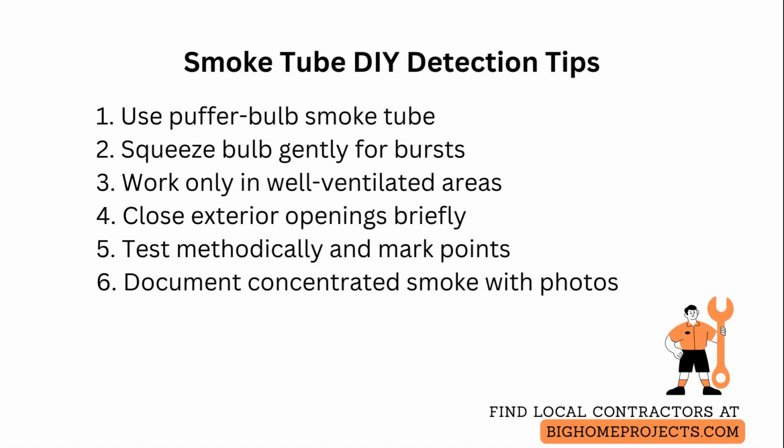Move methodically, testing every suspect gap and marking each point where smoke appears or escapes using bright tape or a small pencil mark so you can return with targeted treatments or repairs. If you observe continuous smoke emerging from a concentrated area that suggests structural tunneling or mud tubes, document the location with photos and consult a licensed pest professional for confirmation and a treatment plan.